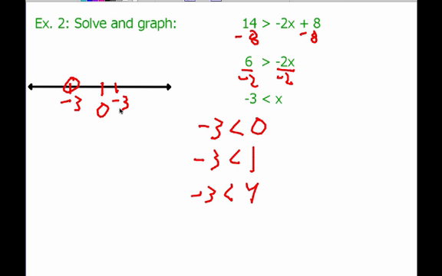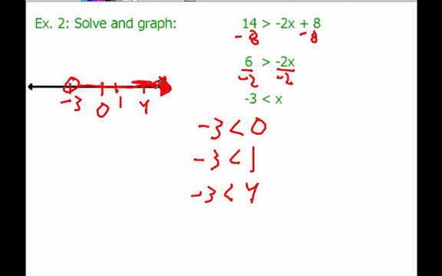Whoops. I don't know why I said -3 there. That should be a 1. Let's put 4 over here. We notice that all 3 of our solutions are to the right of my circle, so that is the way that I want to shade in. So my graph should look something like this.